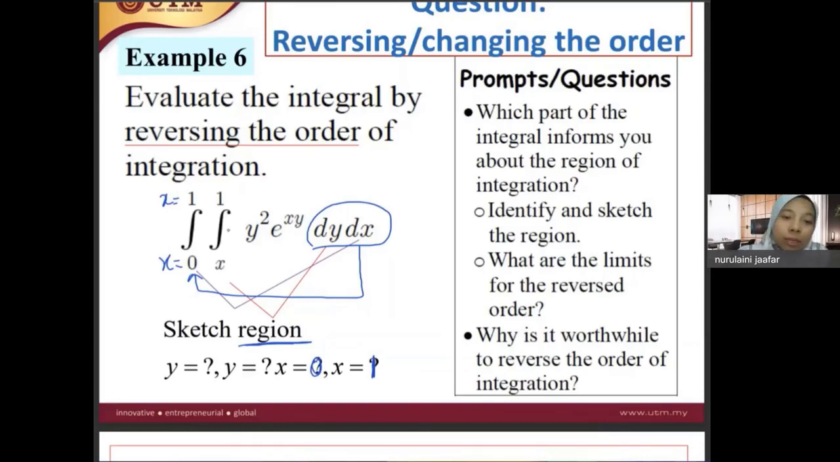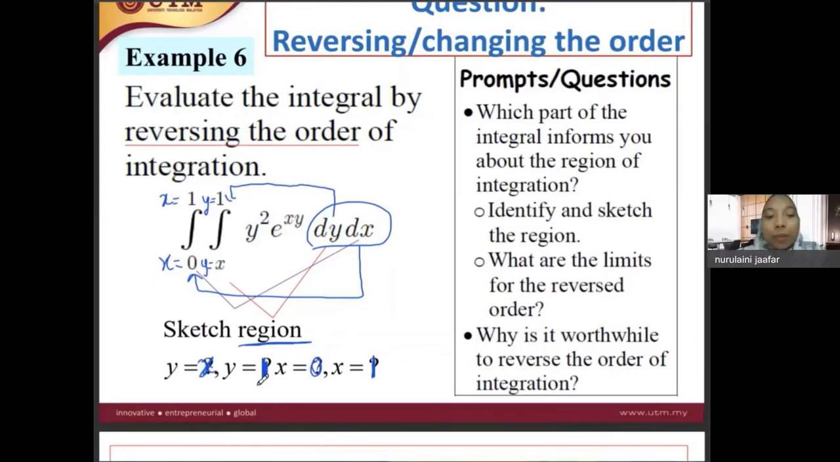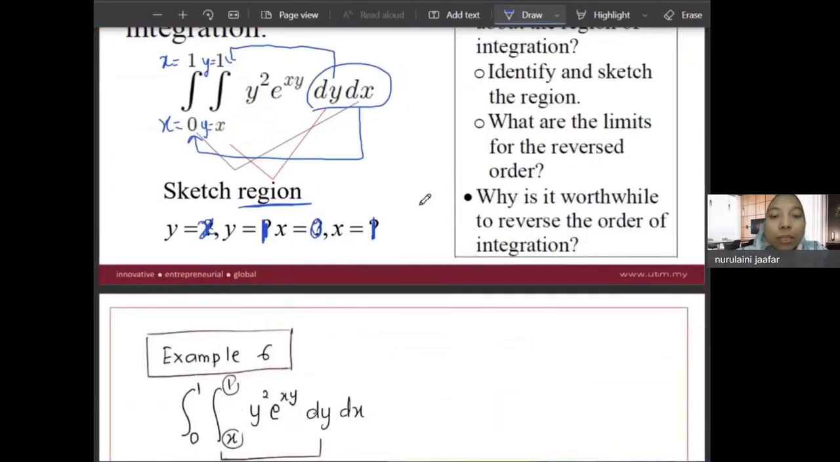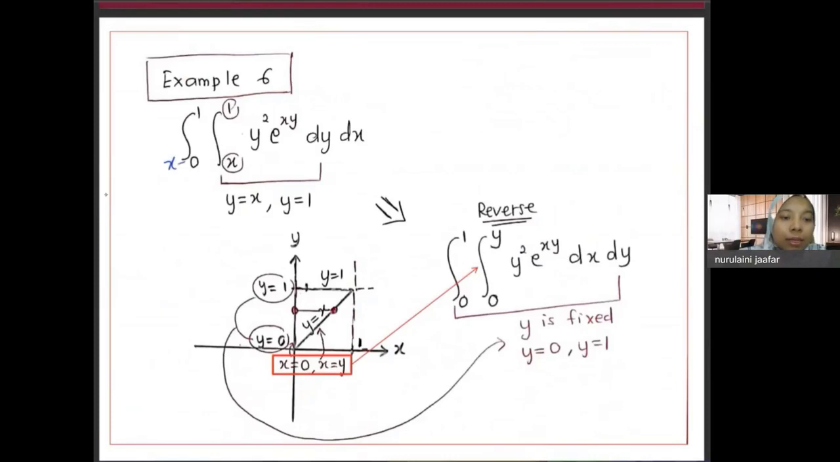Then you check for y. So y equal to x, y equal to 1. Now you can see that you have 4 equations: y equal to x, y equal to 1, x equal to 0, x equal to 1. Then what should we do? We proceed to sketch the graph. We start with x equal to 0 and x equal to 1.